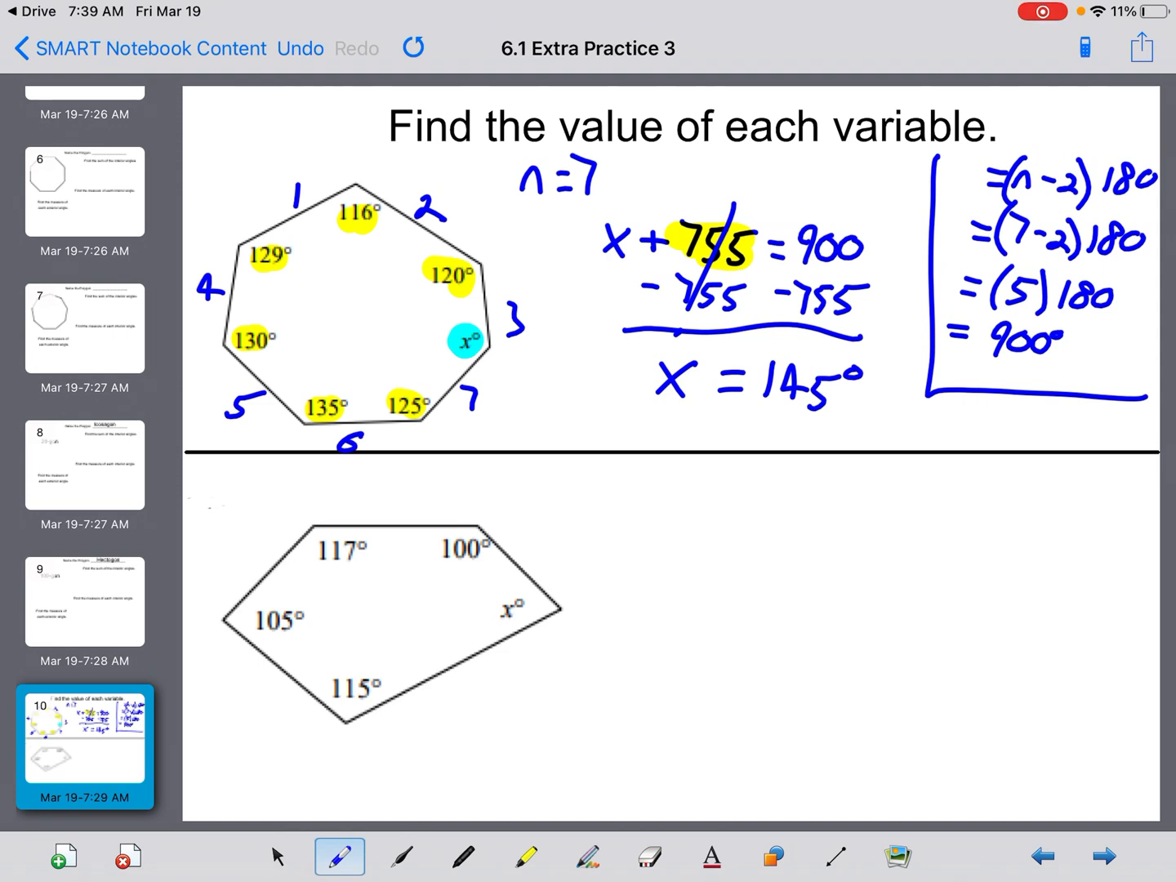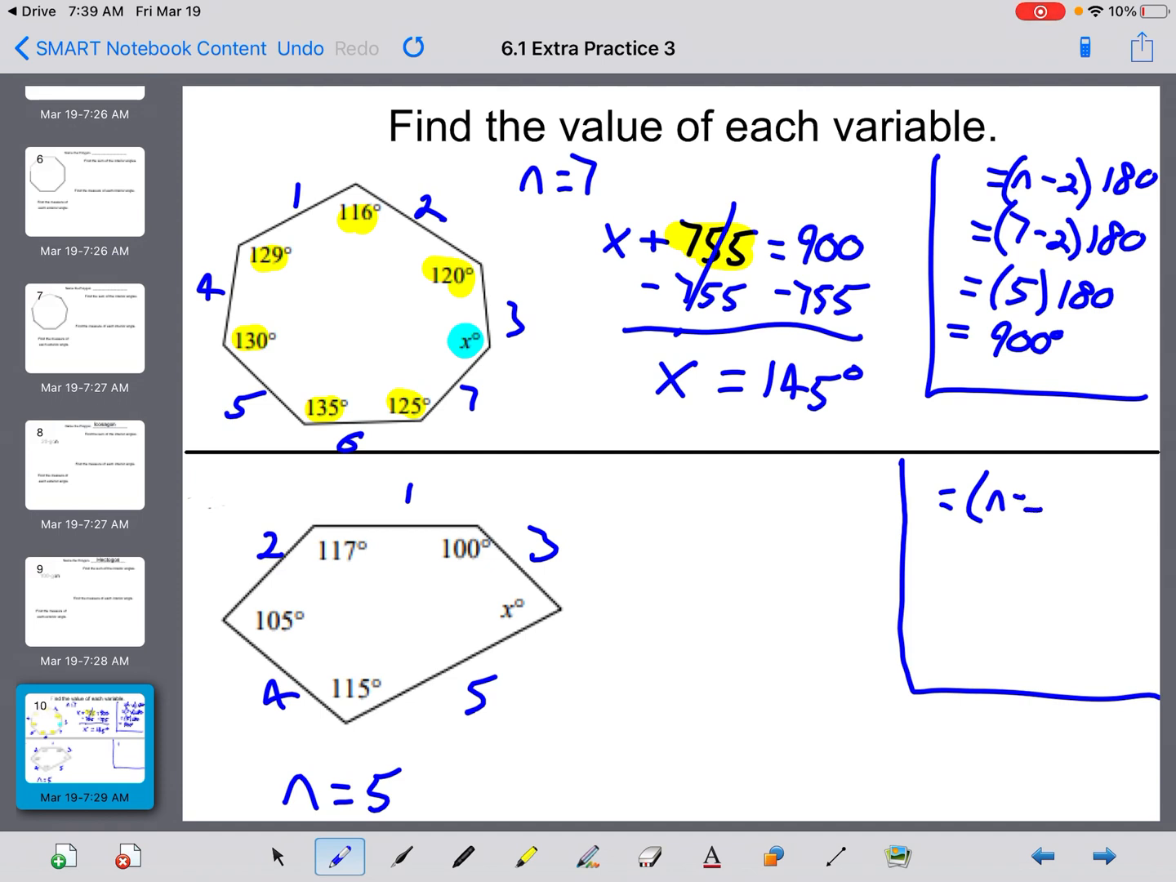Okay, so now instead, when you go to solve this one, I see 5 sides, so n must be equal to 5. So when you set up your equation here, make sure you put in 5 for n. Okay?